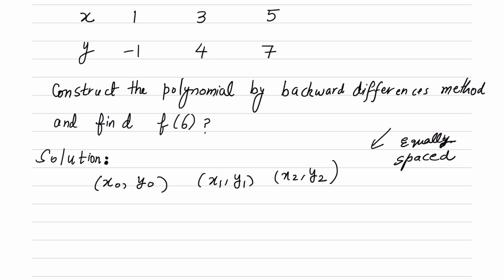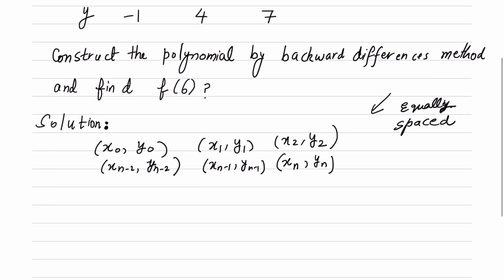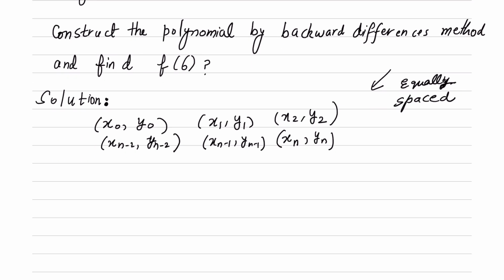So the first thing that we shall do is to name the last x as xn. Here the last x is x2, so we are naming it as xn, and y2 will become yn. The previous values will be now xn minus 1, yn minus 1, and the value behind it would be xn minus 2, yn minus 2.